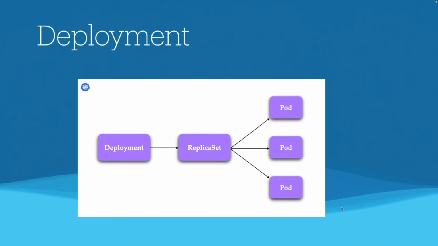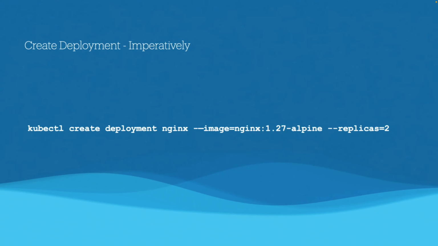Now let's see how to create a deployment. To create a deployment in an imperative way, we can use the kubectl create deployment command. Using this command, it will create a deployment with the name Nginx, which will have pods of Nginx. And we have an option to specify the replicas, which says replicas is 2.